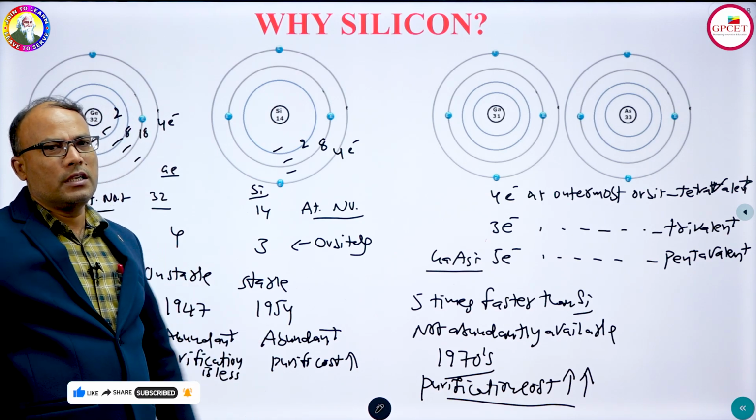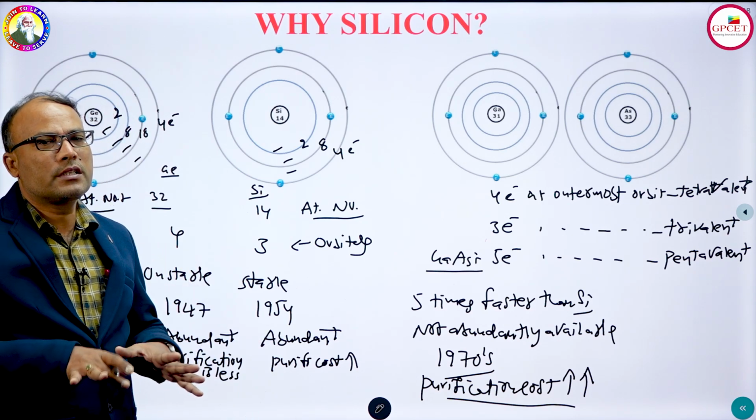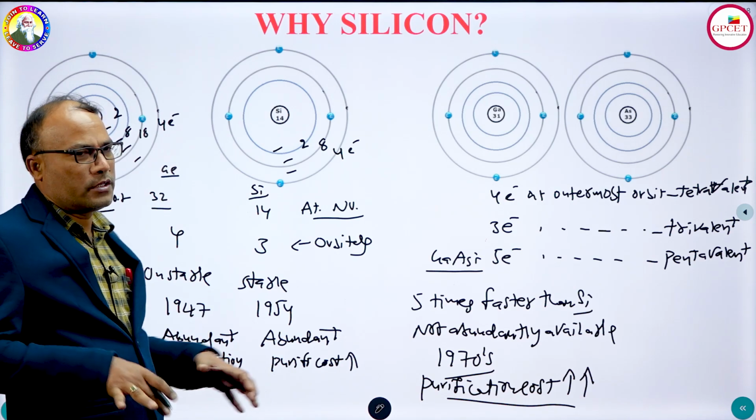So out of these three, silicon is the best material used in electronics.